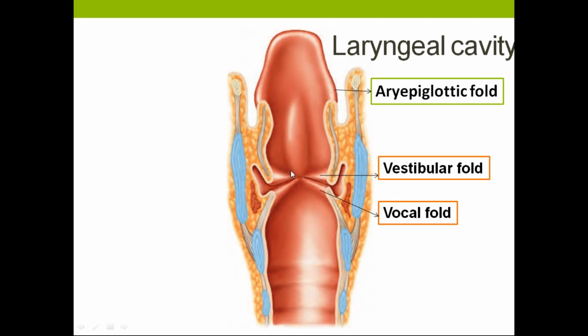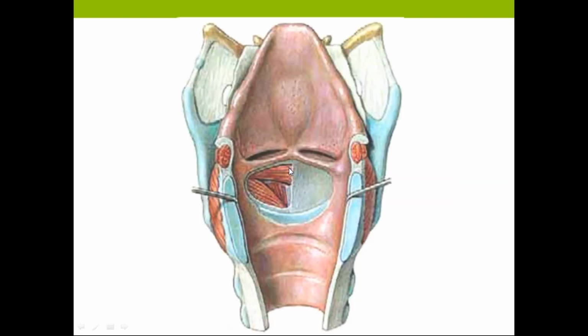Okay. Now in the laryngeal cavity, the anterior wall is longer than the posterior wall. Okay. Now this is again the image of the laryngeal cavity. It is opened on the thyroid lamina. Okay, you can see the folds here, vestibular fold and vocal fold. So this space here is the sinus of the larynx or ventricle of larynx.